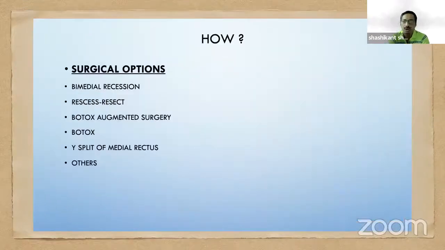So what are the surgical options available to treat this type of patient? There's bimedial recession, recess-resect, Botox augmented surgery, Botox, Y split of the medial rectus, and other surgeries. In a lot of studies that looked at bimedial recession, many of the authors felt that bimedial recession of 7 mm is safer. But there was another group which looked at recess-resect, and they also found that the results are similar for both bimedial recession as well as the recess-resect procedure.